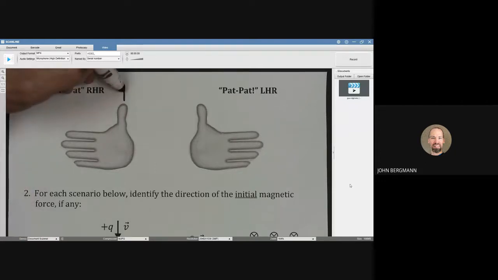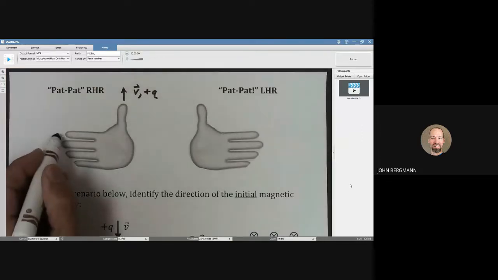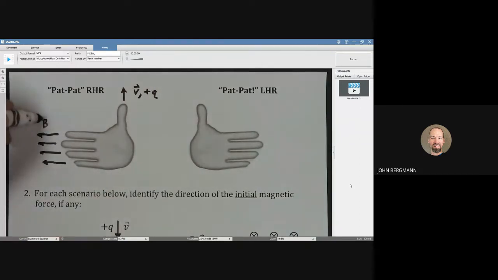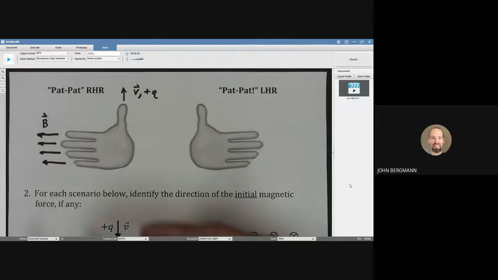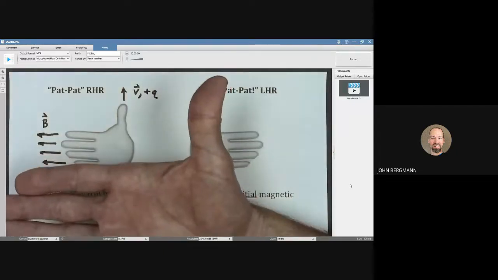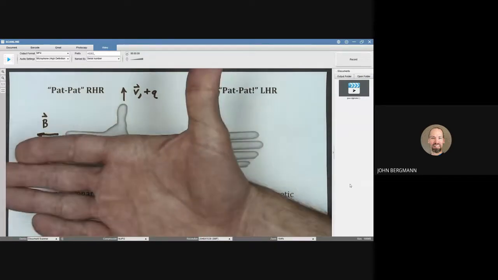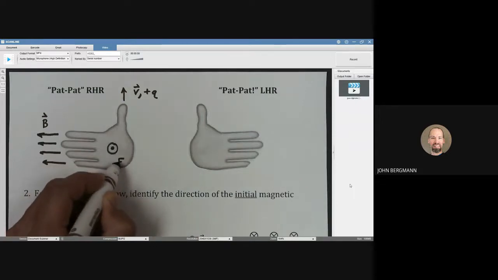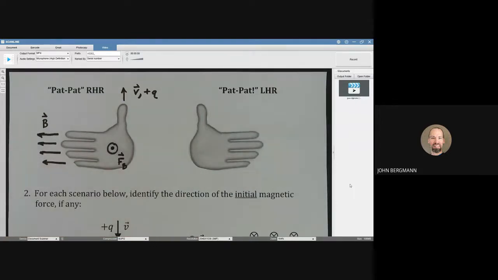We use the right hand for positive charges, and the fingers here represent the external magnetic field. And this is why I like the pat-pat right-hand rule, because when the fingers are pointing out, that helps me remember, oh yeah, those are the field lines of this external field. And we call it the pat-pat right-hand rule because the direction of the force will be pat, pat. It's going to come out of the page towards us like that, like you are patting something.